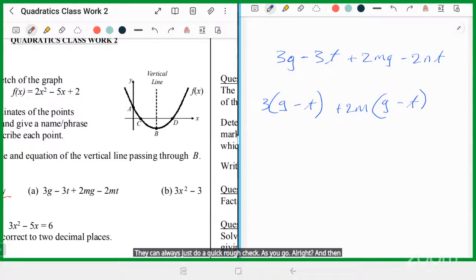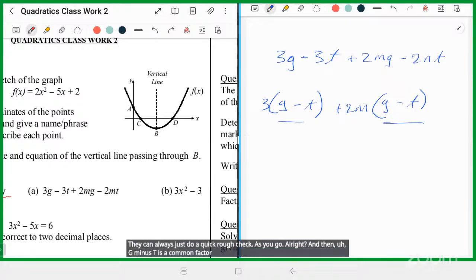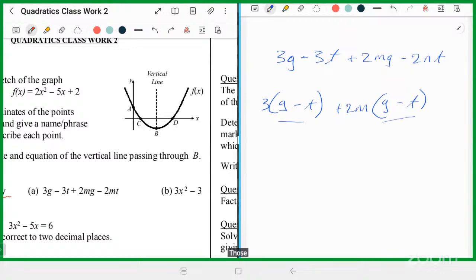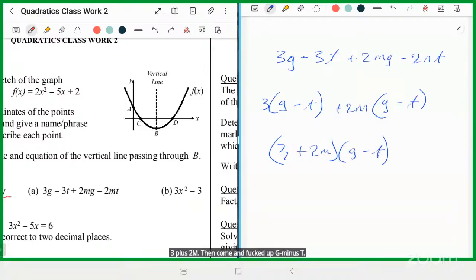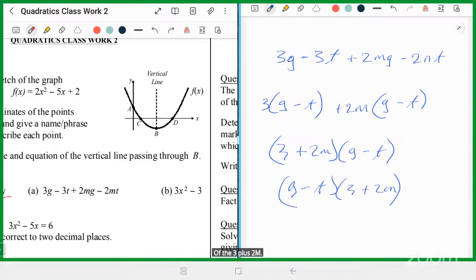Alright, and then now g minus t is a common factor. The question says completely, so you can't stop there. So this becomes a common factor, and those 2 common factors are connected with the 3 and the plus 2m. So we're going to just connect them and factorize it fully. 3 plus 2m times the common factor of g minus t. And basically that is it. If you do it and get the g minus t in front of the 3 plus 2m, that's still correct as well. Alright? So don't worry about it.